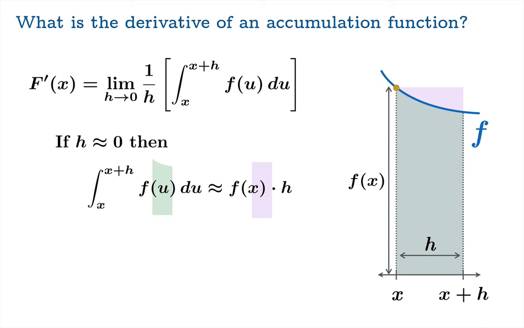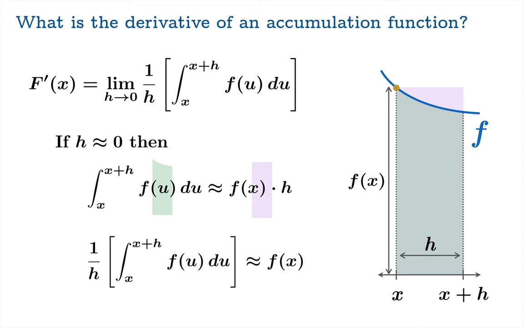And so when we divide through by h, it means this expression that we care about is pretty close to f of x. And as h gets closer to 0, the hope is then that this will wind up having a limiting value of f of x. So this is a heuristic argument as to why we should expect the derivative of an accumulation function to return the integrand function. But once again, we're going to be a little more rigorous about this.